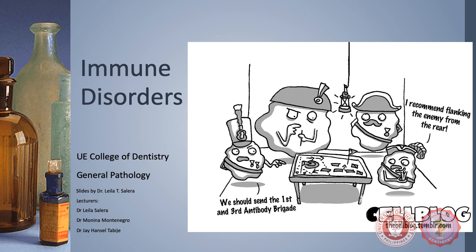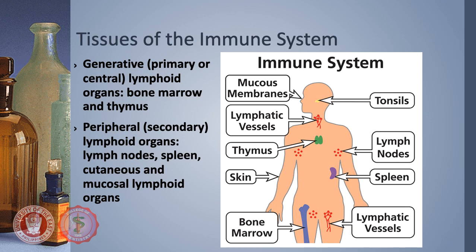Good day to all. Now we will be briefly discussing disorders of the immune system. Tissues of the immune system are grouped under primary or secondary immune tissues.